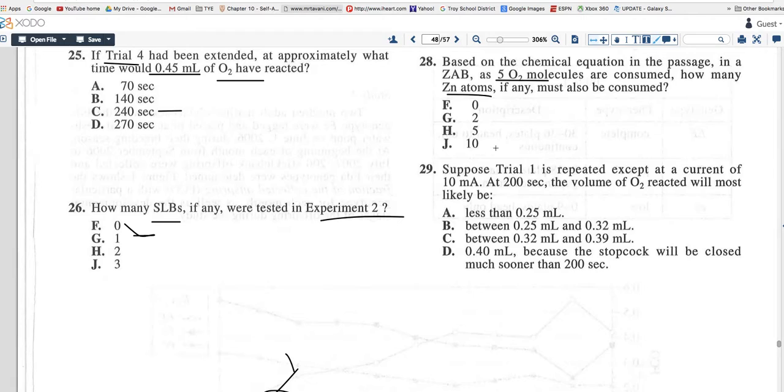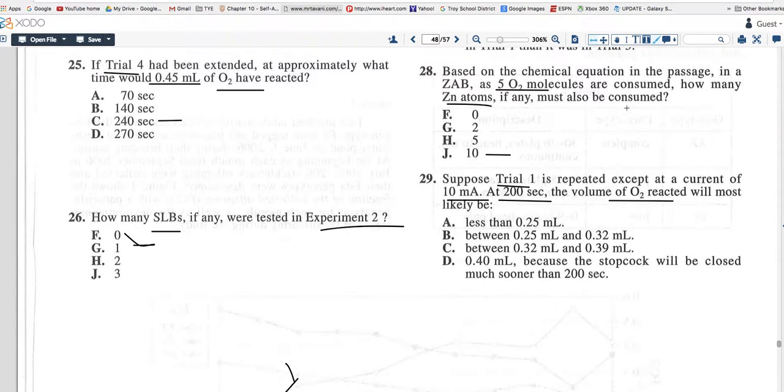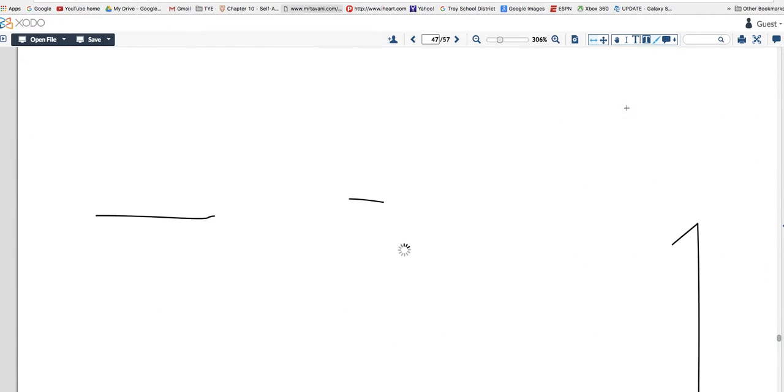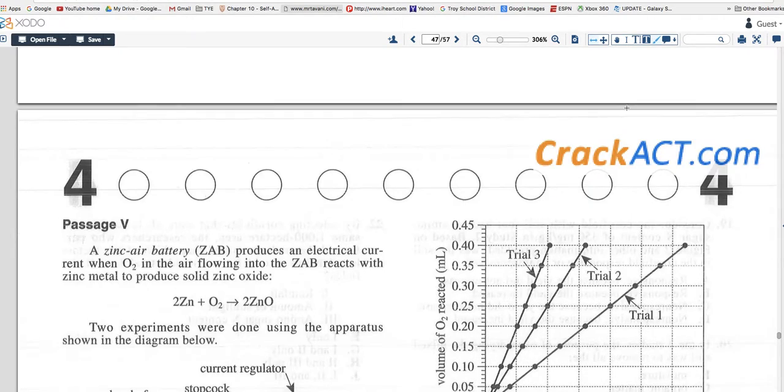Kritika. Actually, Mandita. Okay, under experiment 1 it says it's the current of 20 milliamps. First of all, what am I underlining? Okay, trial 1, 10 MA, 200 seconds, and volume of O2. So then under experiment 1 it says 20 milliamps and in the question it says 10. So you would divide.